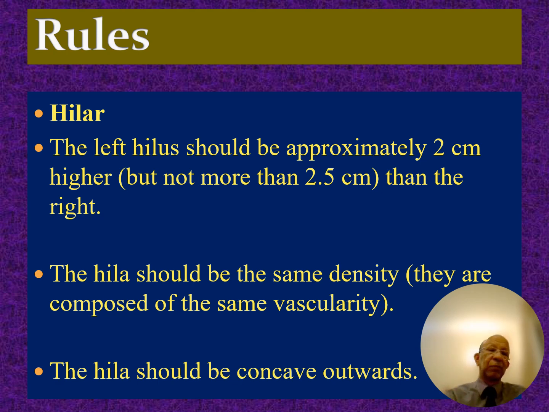Right. Let's go to some more rules and abnormalities governing the hila. Right. Now the left hilum should be approximately 2 centimeters higher, but not more than 2.5, than the right. The hila should be the same density. Neither of them should be more dense than the other, and the hila should be concave outwards. So these are the important rules for the hila.